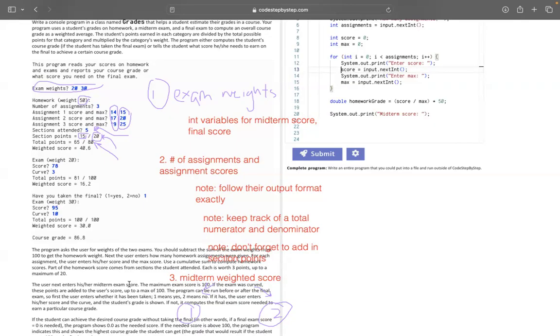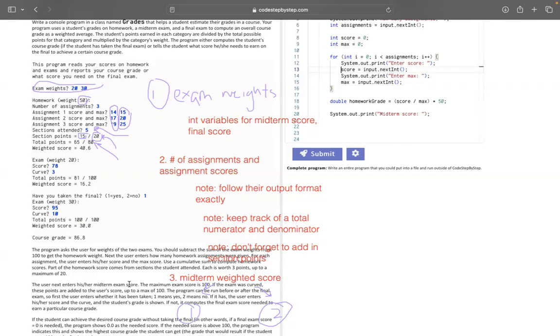So from what I remember, the instructions ask you to ask the user what their target score, their goal score in the course, is, and then you have to calculate what score they need on their final exam in order to get that grade. Do you guys know how to do that mathematically? It would just be like, yeah.